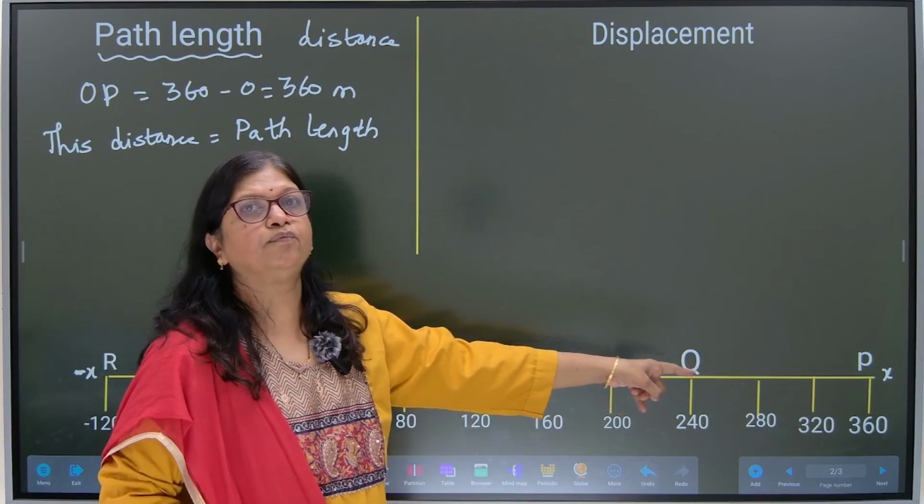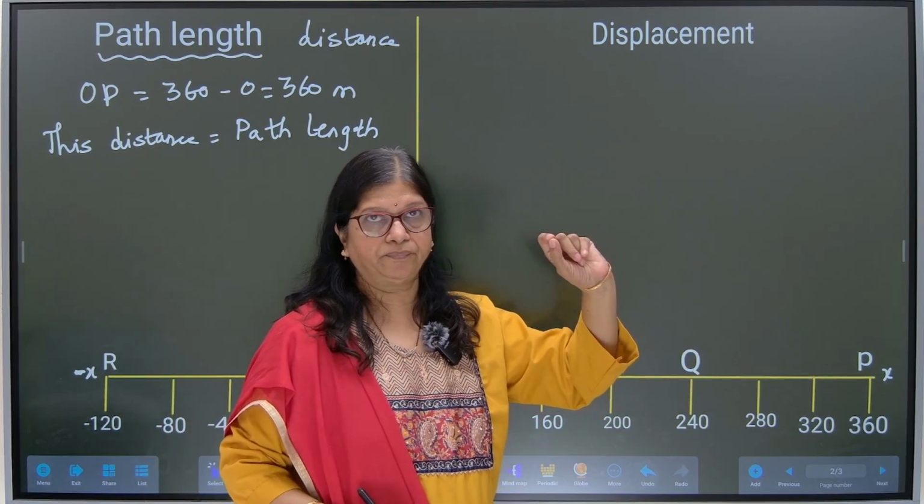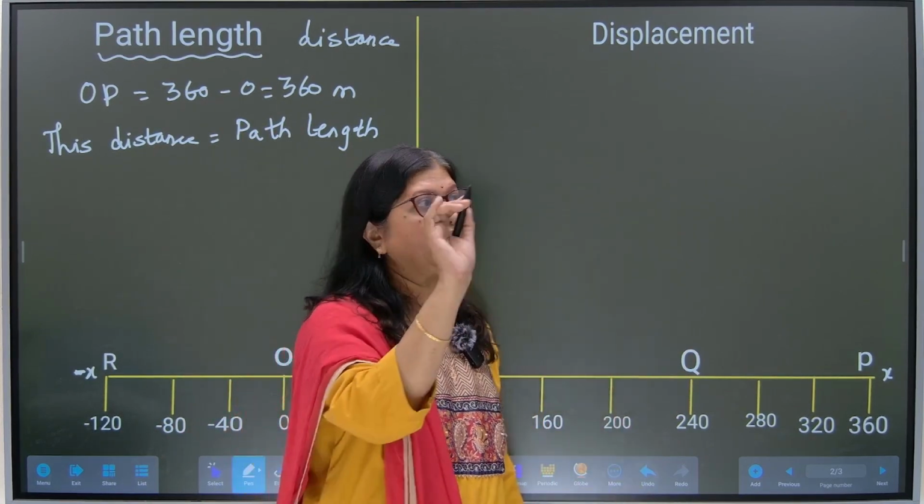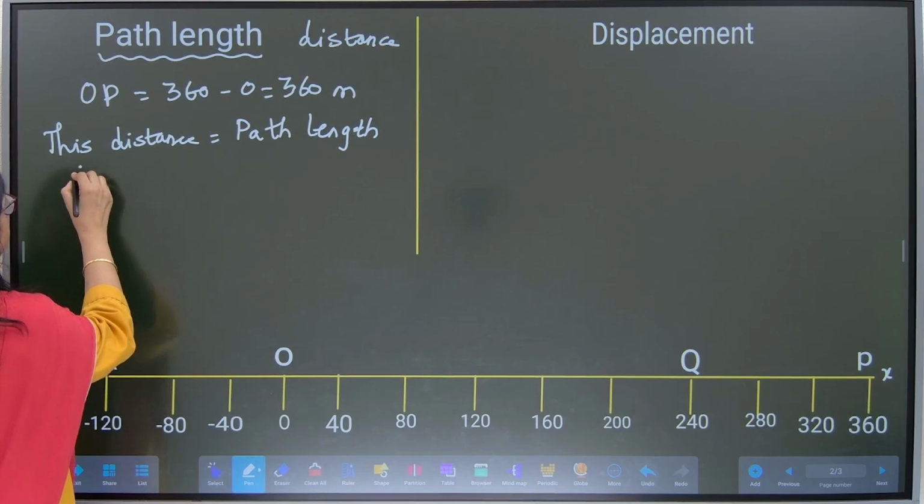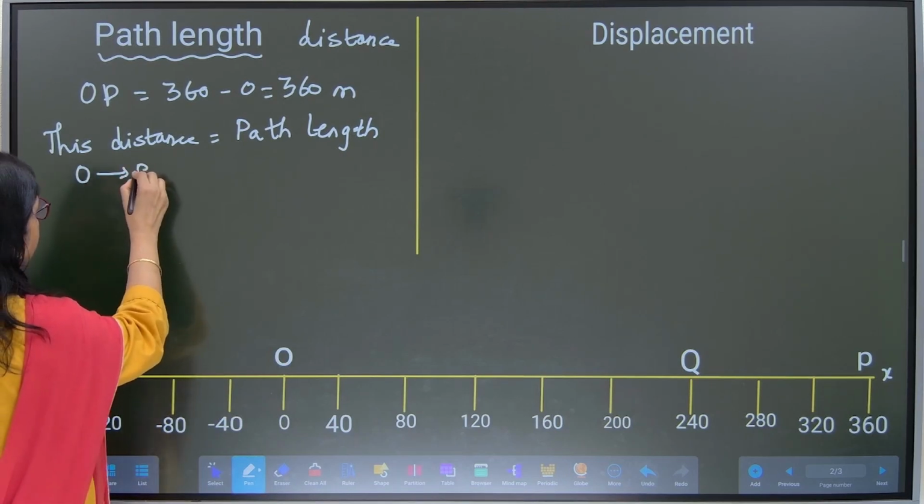Now let us consider the body to move from O to P and then in the reverse direction again from P to Q. Correct? Okay. So now let us consider from O to P to Q.